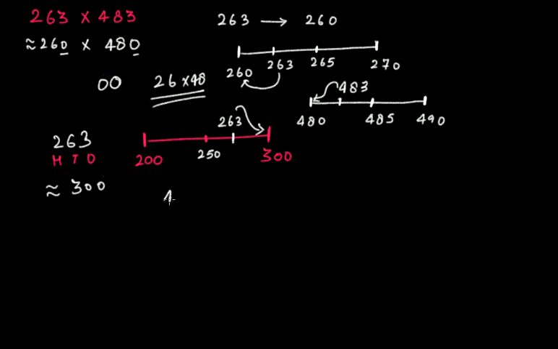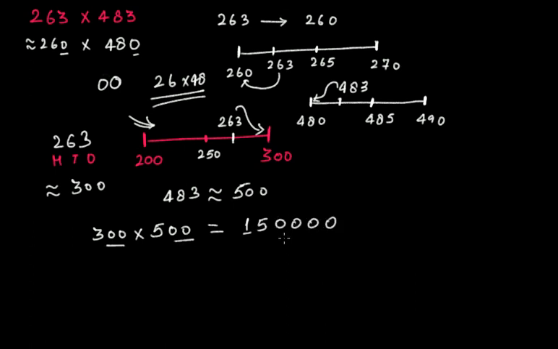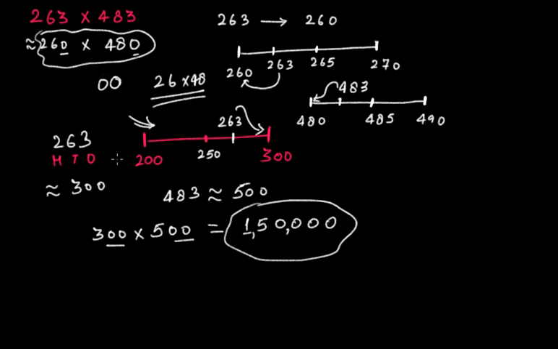Just as we did here, it will be 500. So now your calculation will be 300 times 500. This will be 1, 5 and 4 zeros, so 1, 2, 3 and 4, right? So this will be your answer. This will be your estimation. And here, when we were not using the general rule of estimation, this calculation was really tough, because how will you multiply 260 times 480 in your mind? That's not easy. But here in this case it was much easier.